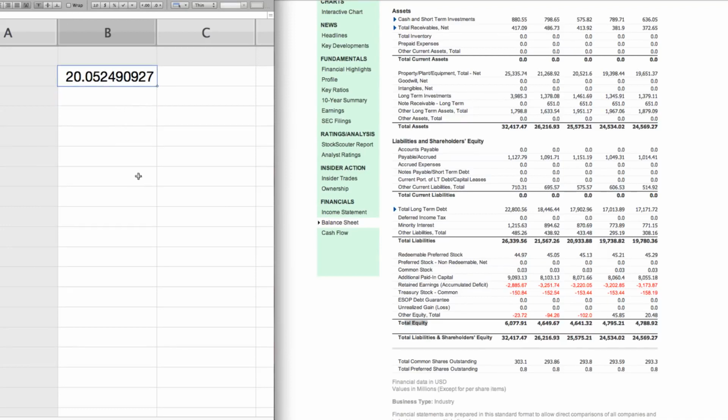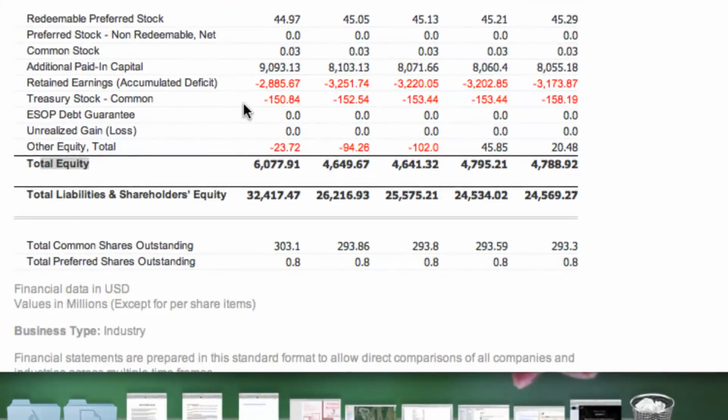So a lot of people who might not have a lot of depth in this field where you're calculating the book value of a company might come in here and quickly figure out the book value to be $20.05. But that would be wrong, because when you look at this balance sheet, you can see that we have the common shares outstanding listed at 303.1, and then you have the total preferred shares outstanding listed as 0.8.